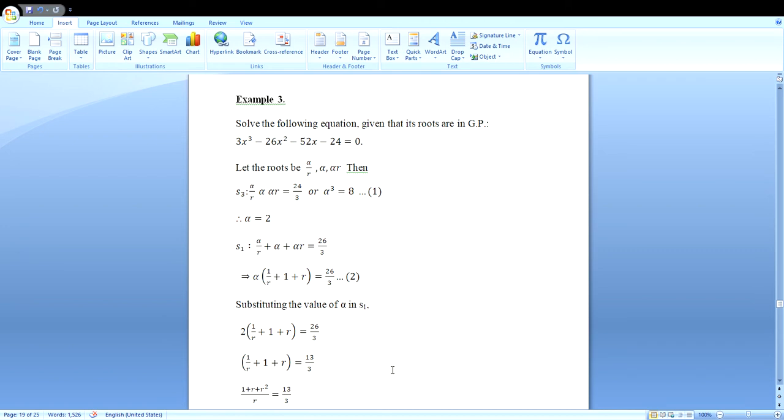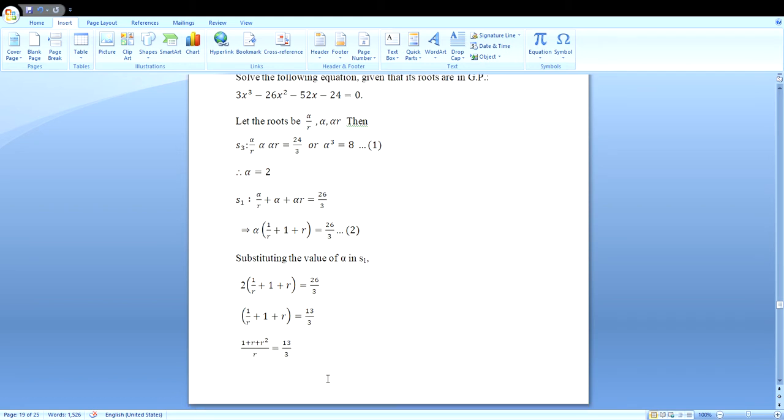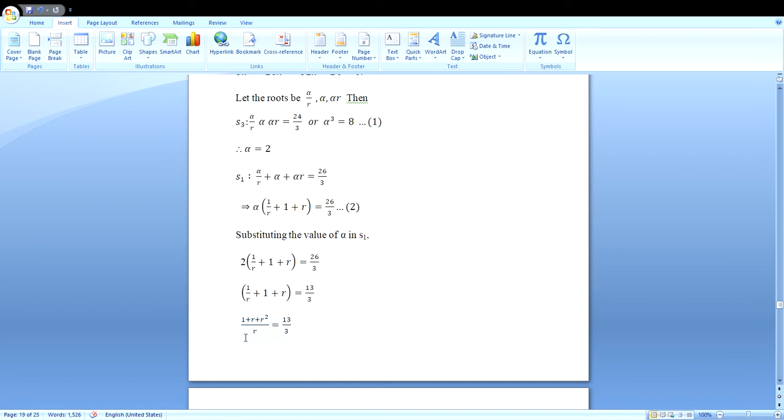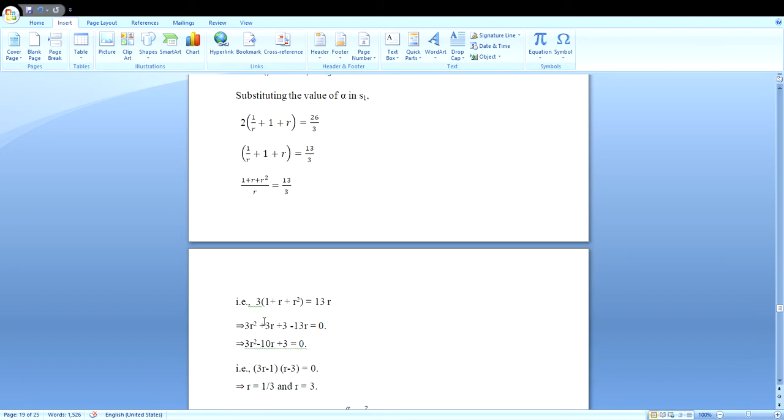Substituting the value of alpha in S1, alpha is 2, therefore we have 2 into 1 by r plus 1 plus r equal to 26 by 3. That is 1 by r plus 1 plus r equal to 13 by 3. Now simplifying further, we have 1 plus r square divided by r is 13 by 3. Cross multiplying, 3 into 1 plus r square is 13r. This implies 3r square plus 3 minus 13r equal to 0, or 3r square minus 10r plus 3 equal to 0.